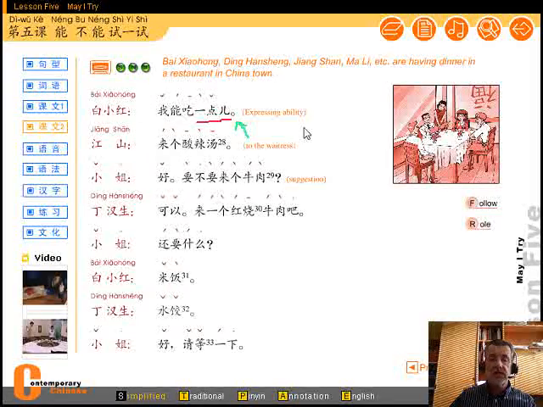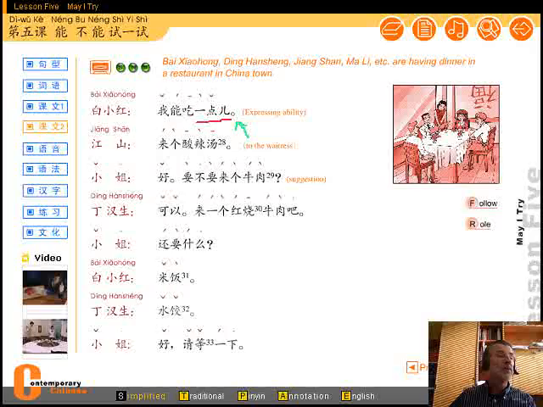Okay, now see what Jiang Shan says next to the waitress. 来个酸辣汤。 So again, using the same verb 来, to bring, so he's ordering, bring a 酸辣汤. But you notice here, he left out the 一. Just in there before the 个, he left out the 一. So he could have said 来一个酸辣汤, but again, it's understood. So in this case, you can leave it out. 来个酸辣汤. So it's understood as, one of.